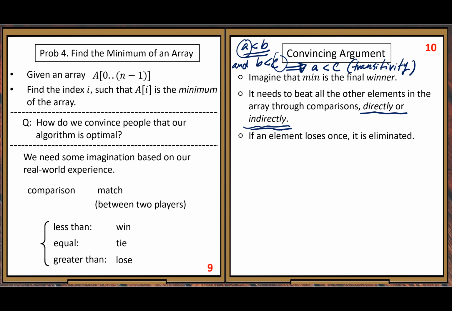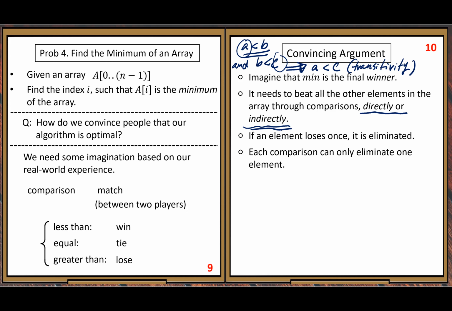Then next statement. Each comparison can only eliminate one element. Because in each comparison, you have one winner, one loser. That loser is eliminated. You cannot eliminate more than one element; after one comparison, eliminating two elements is impossible. So each comparison can only eliminate at the most one element.